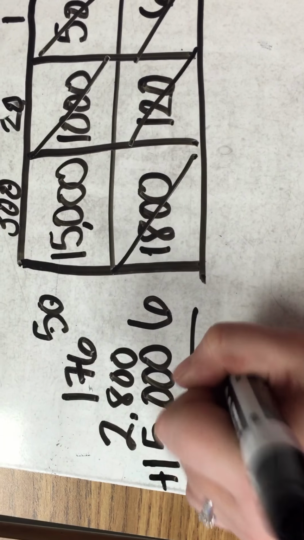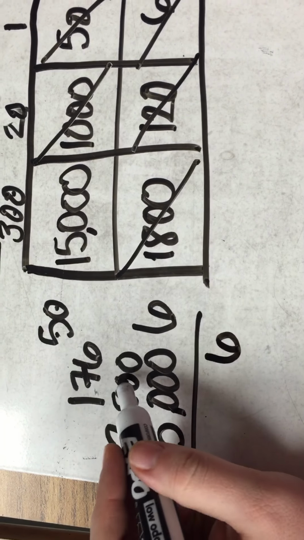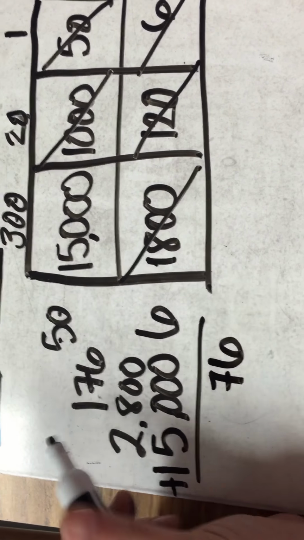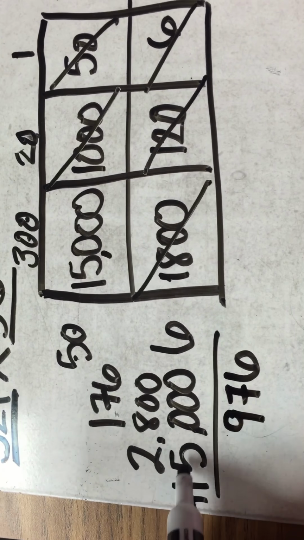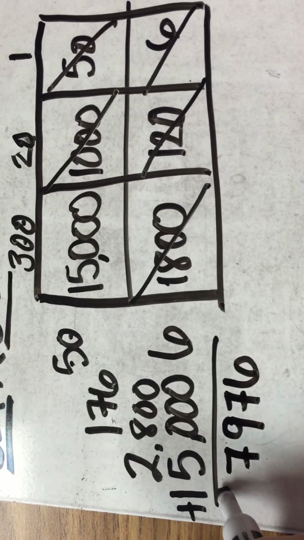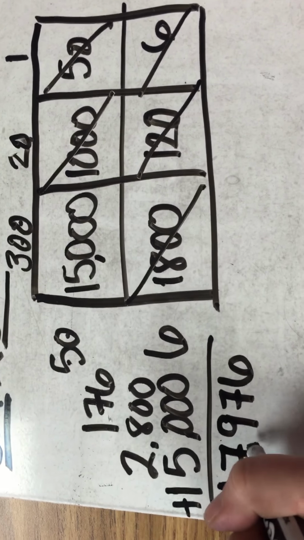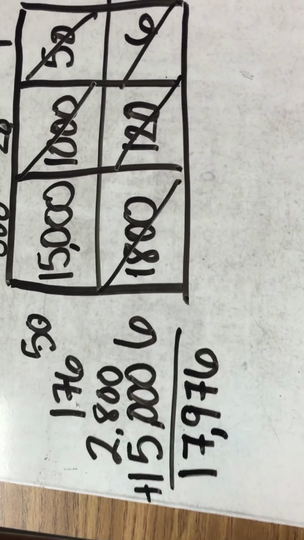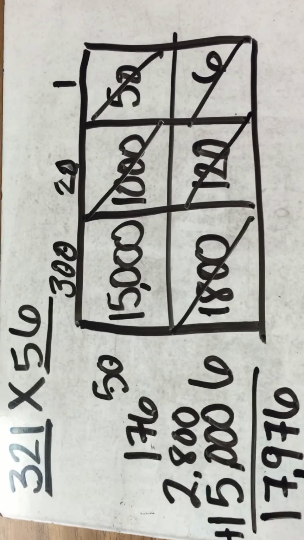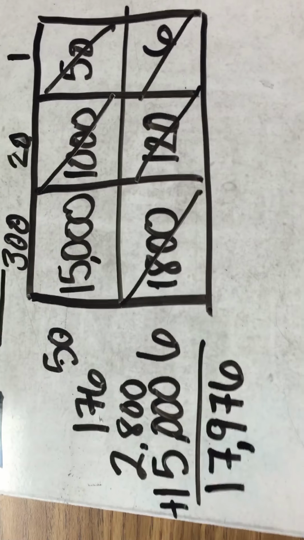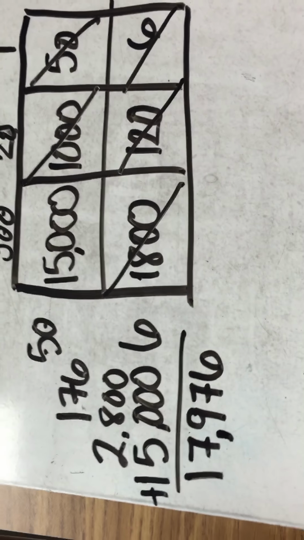6 plus 0 plus 0 is 6. 7 plus 0 plus 0 is 7. 1 plus 8 plus 0 is 9. 2 plus 5 is 7. And 1 plus nothing is 1. So our final product to the multiplication problem, 321 times 56, is 17,976.